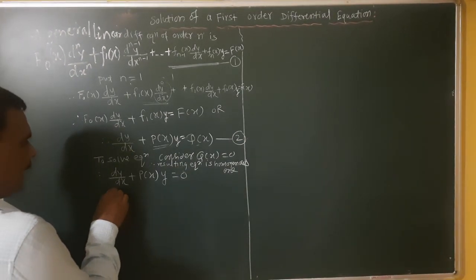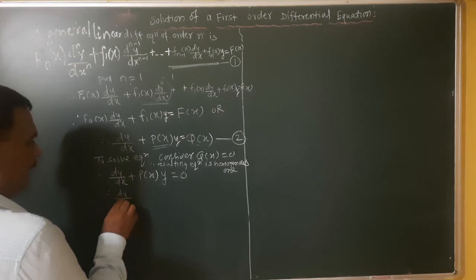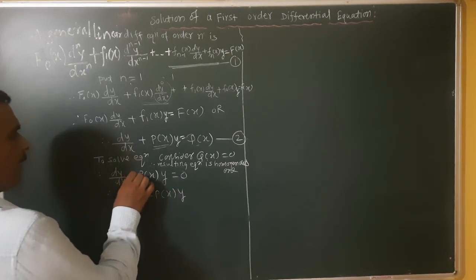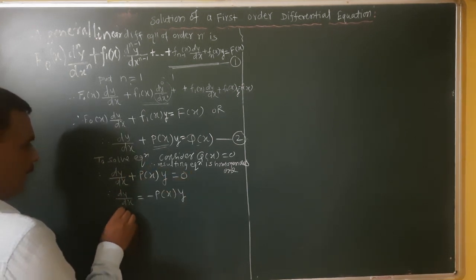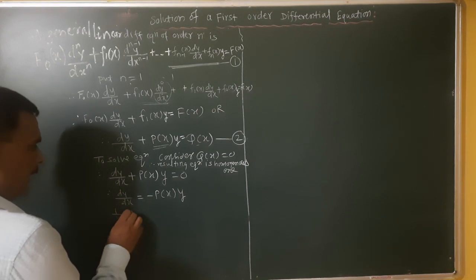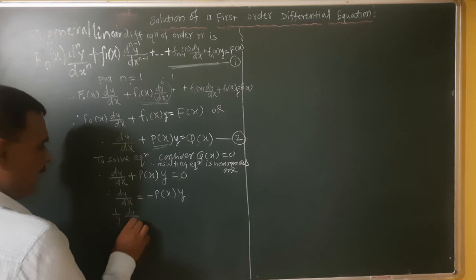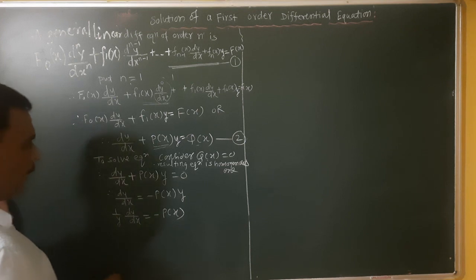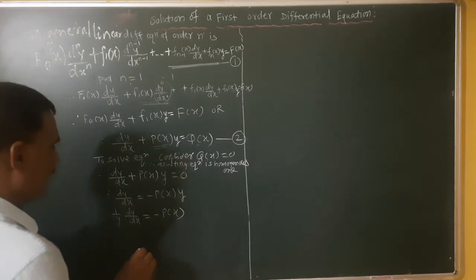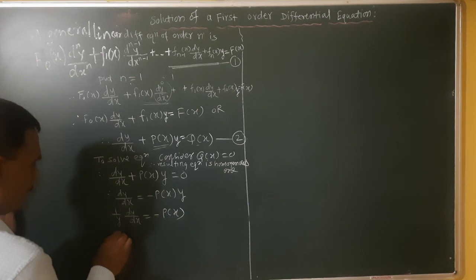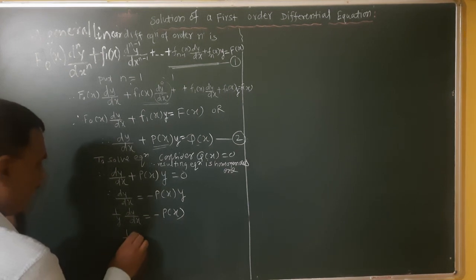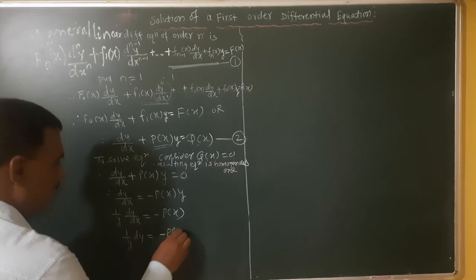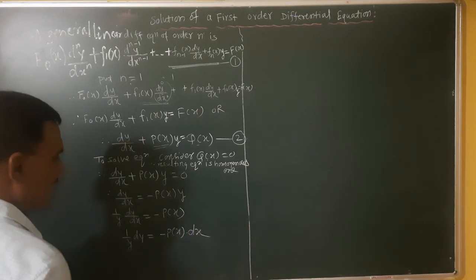Then we have to separate the variables. What do we get? dy by dx is equal to minus p of x into y, and finally we have to write that 1 by y into dy by dx is equal to minus p of x. Separating the variables and integrating this equation, we get 1 upon y into dy is equal to minus p of x into dx.